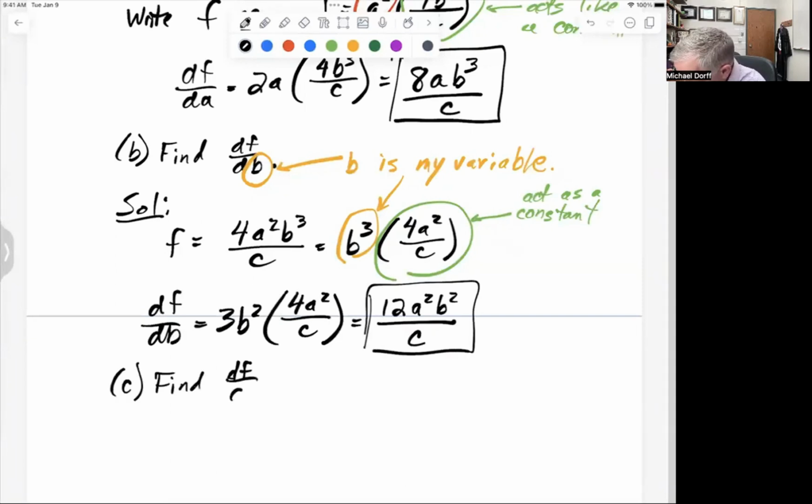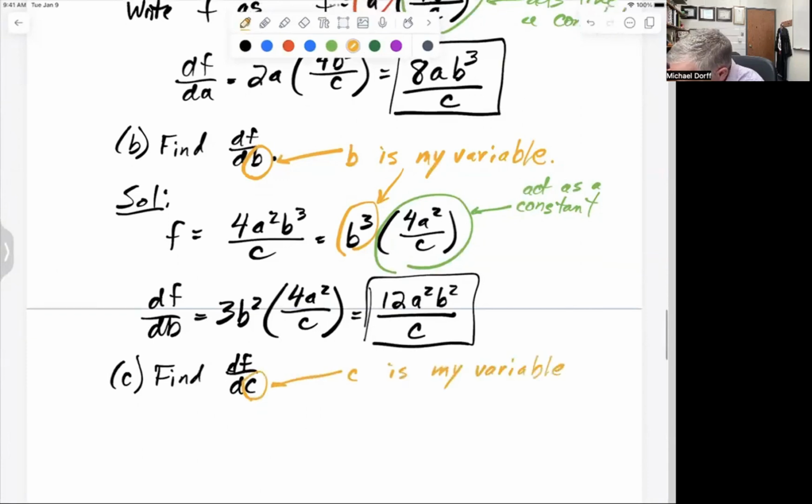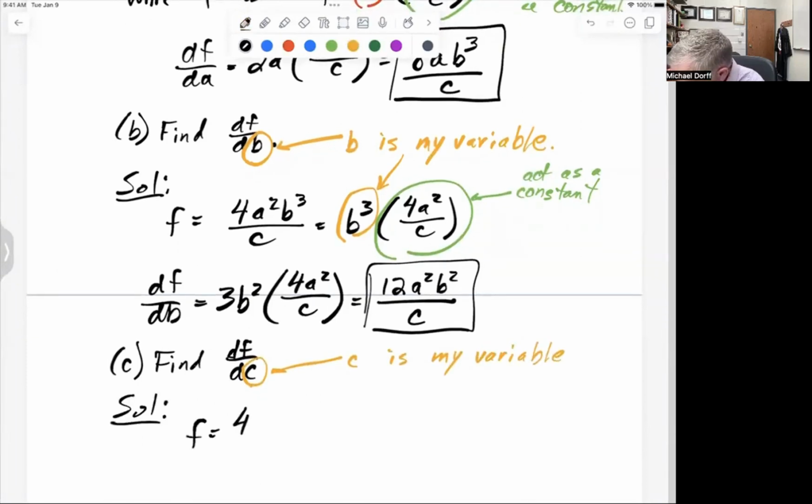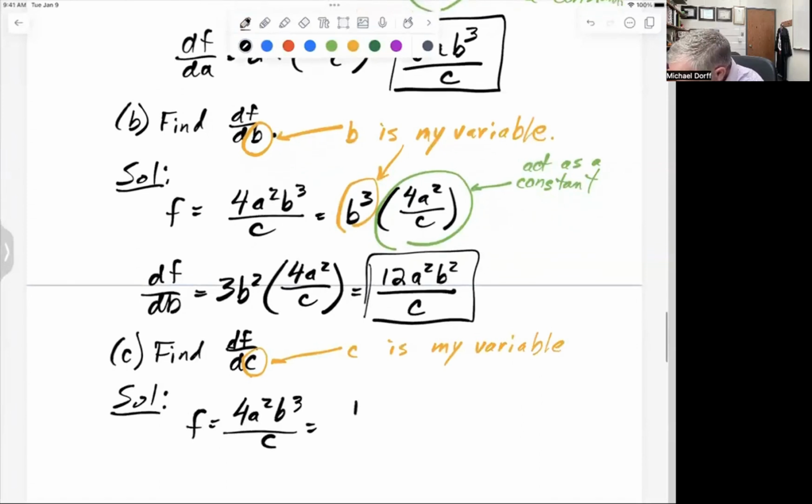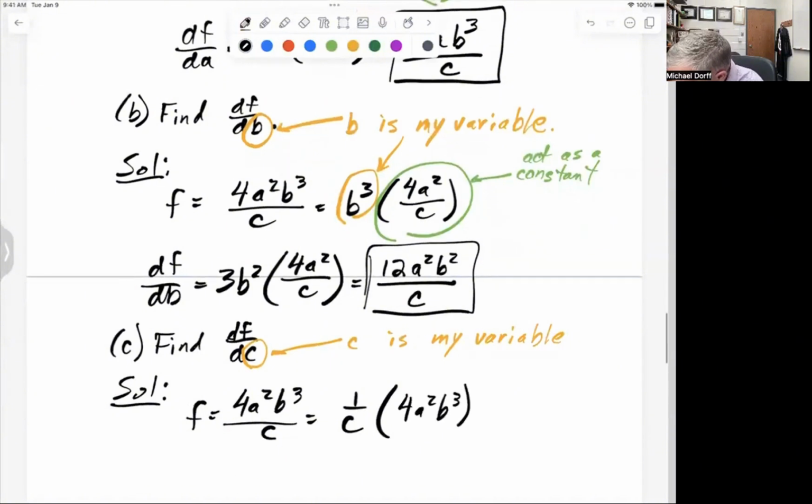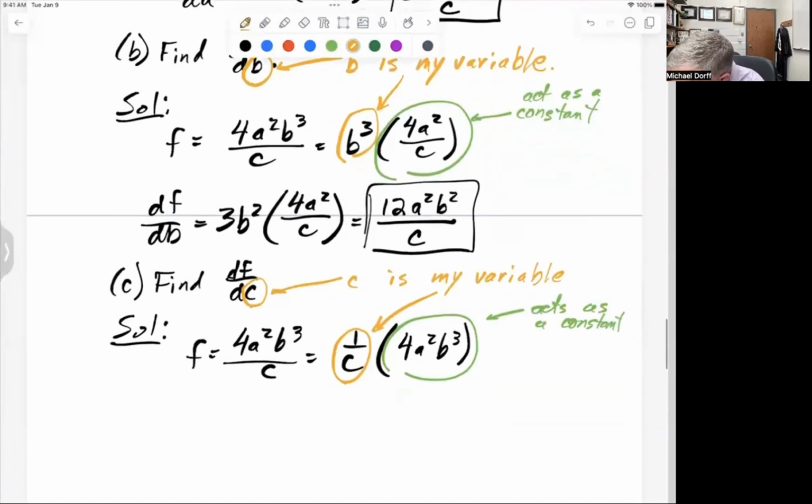All right, and we have one left to do. That's df/dc, where now c is my variable. I'll do the same thing in writing f, which was 4a squared b cubed over c. I'm going to bring the c out front, and I'm going to get 4a squared b cubed inside there. This acts as the constant, and this is my variable. I'm going to rewrite this one more step. I'm going to write c with an exponent, so that's c to the negative 1. 1 over c is the same as c to the negative 1.